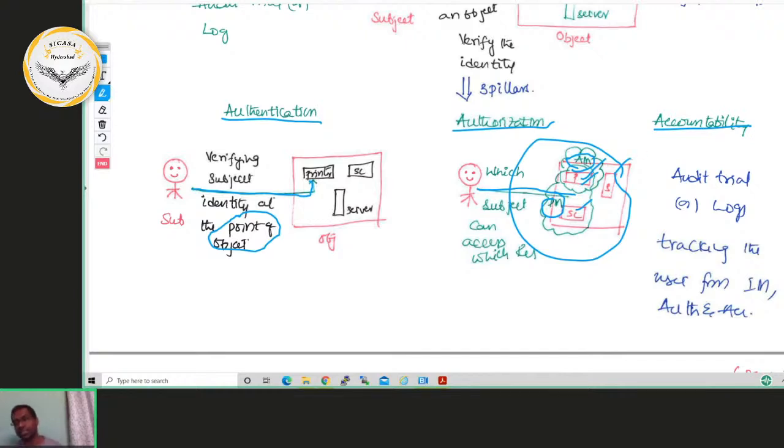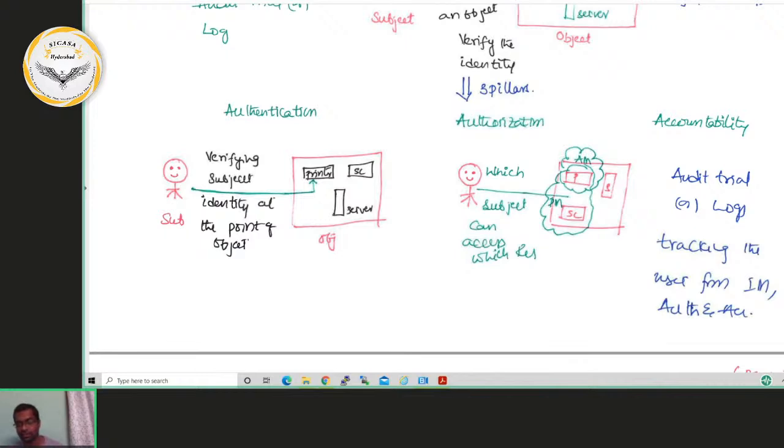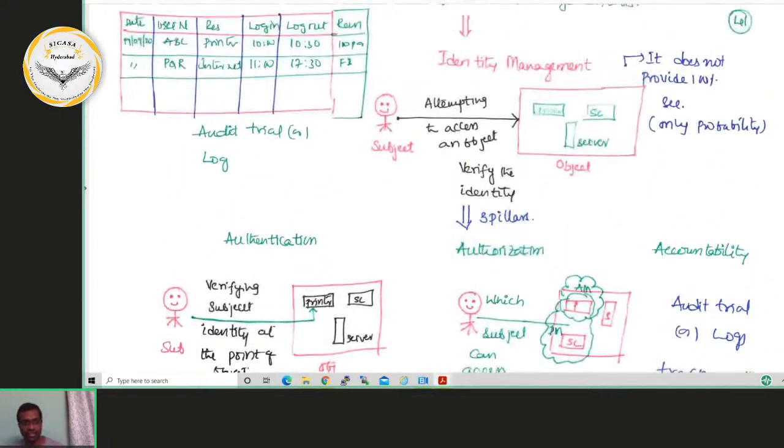Okay. The last one is called accountability. How do we track the users? Using audit trails or logs. Why do we require accountability? For tracking the user from identity management, authentication and authorization. Now let us see how exactly an audit trail looks like. So this is how an audit trail looks like.